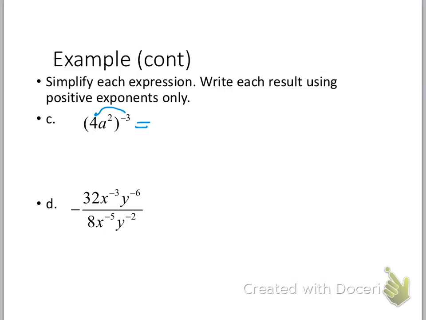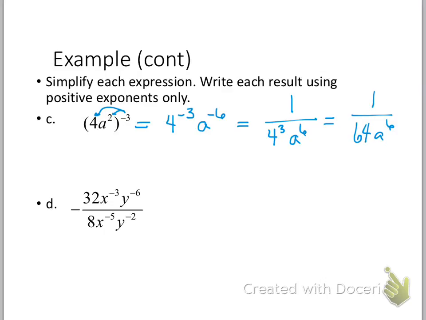So again, we've got a fake distribute. This is 4 to the negative 3, a to the negative 6. Got to get rid of those negative exponents, so it's 1 over 4 cubed, a to the 6th. Let's do that math. 4 times 4 is 16, times 4 is 64. And I'm finished. All positive exponents, all bases are different.